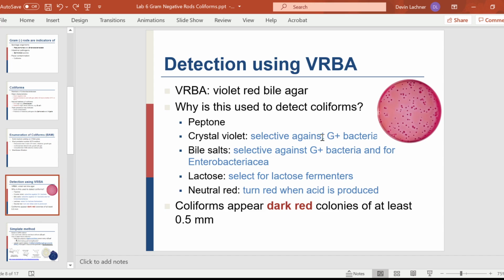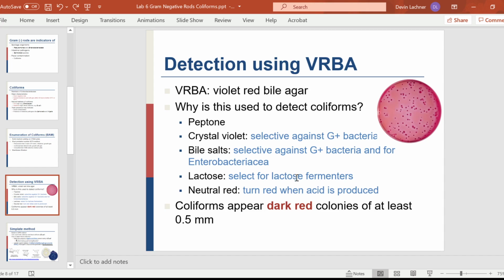So gram-positive bacteria are not what we want to be testing for because, as we were just talking about, coliforms are gram-negative bacteria. So if we have a plate that selects only for gram-negative bacteria, then we know that we're not going to be growing the things that we're not worried about. So crystal violet and bile salts are important for this selective property of the plate.